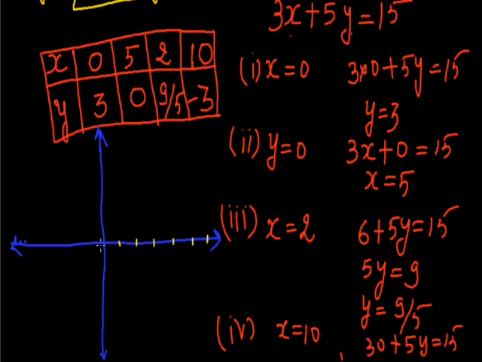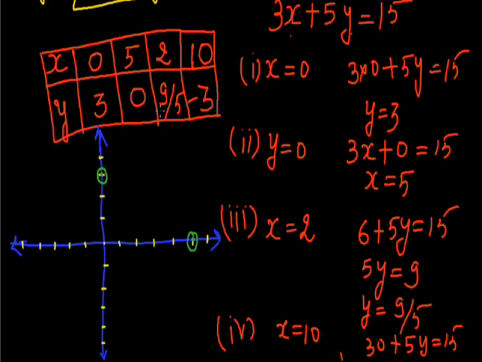This is the x-axis, positive and negative sides both, and the y-axis, positive and negative sides both. Starting with the first point, when x is 0, y is 3. The point will be this. The second point, when x is 5, y is 0. This is the second point.